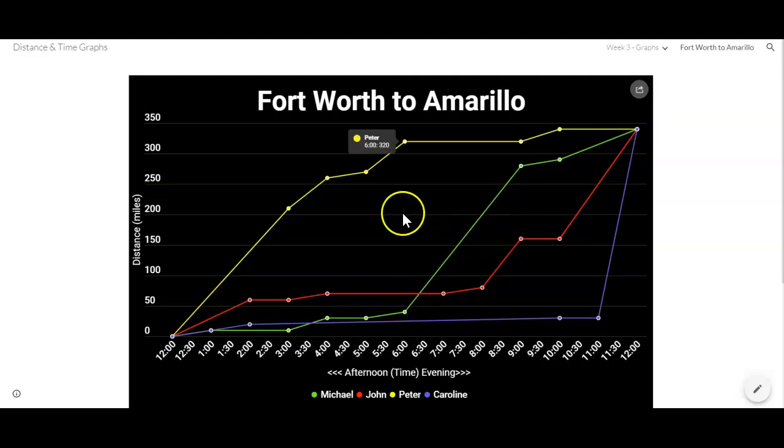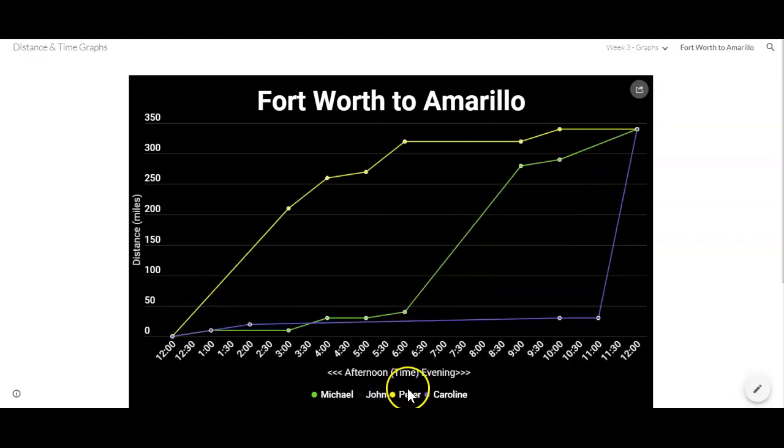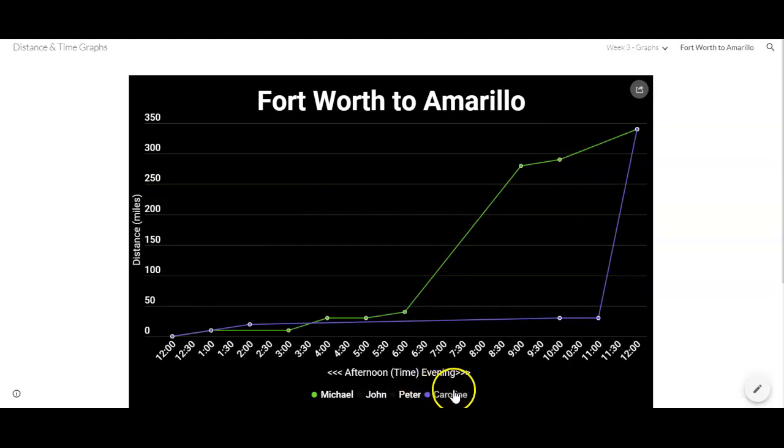Now, here's the best way to use this graph. Before you start hovering over all the dots, click on the people that you want to hide. So I'm going to hide John, Peter, and Caroline. And that leaves just Michael.